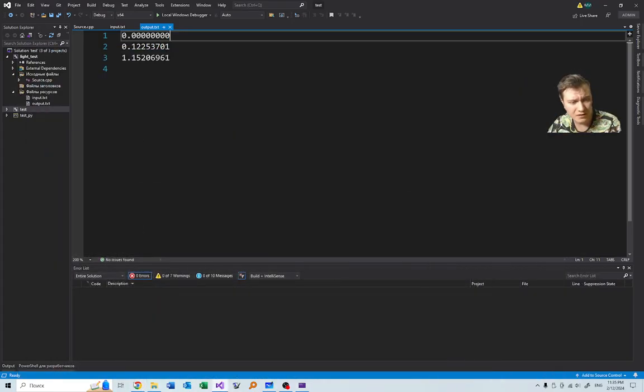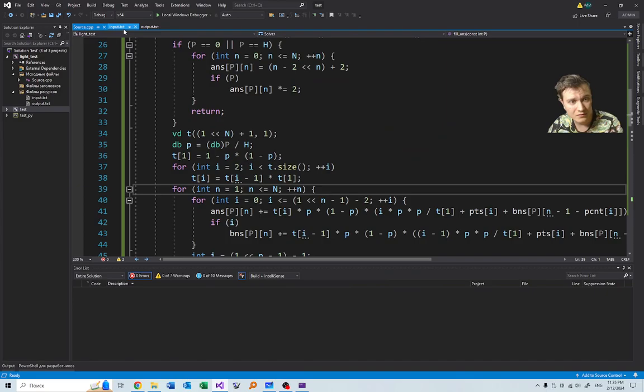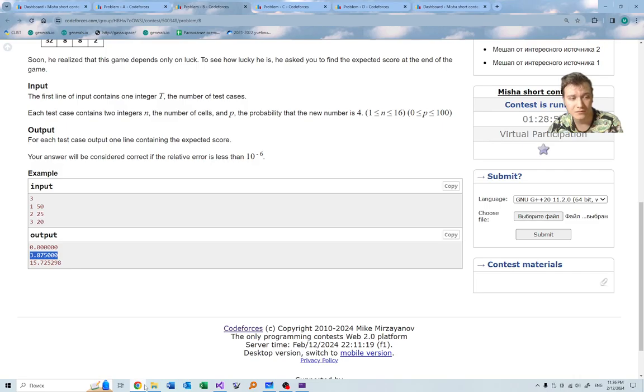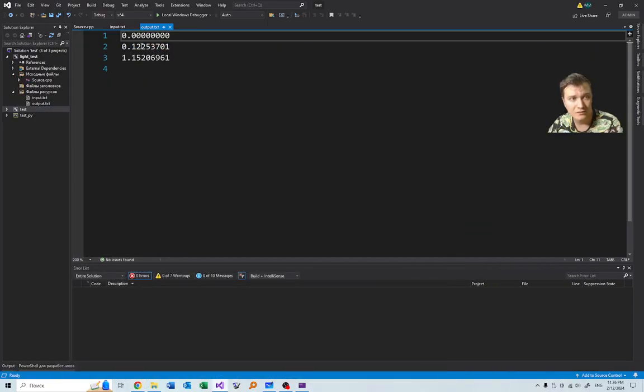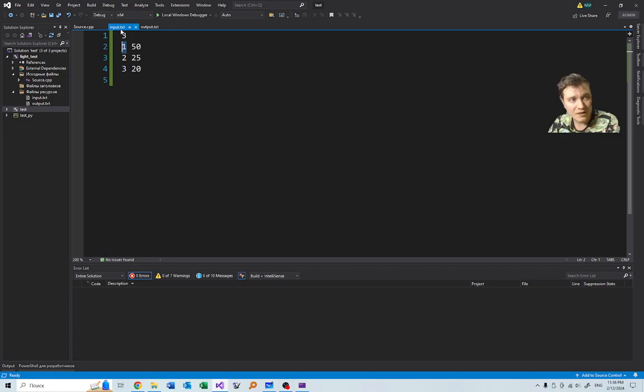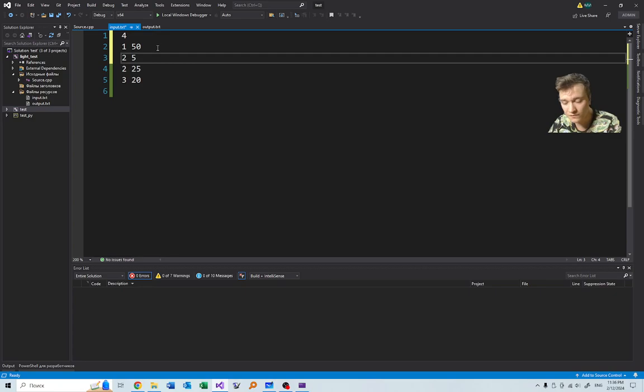So 0, 0.12. Okay, now this number is for some reason really small. Can I fix it by multiplying? No, I cannot. By 8? Multiply by 8? No. No way. Also, what are these digits? Why are they here? Okay, let's look at something. Actually, it should be easy to look at the answer for 250.